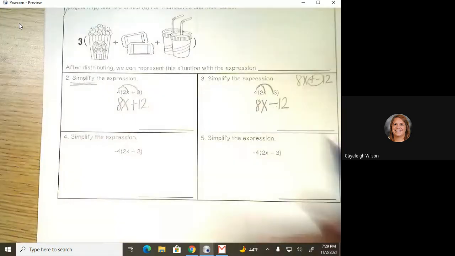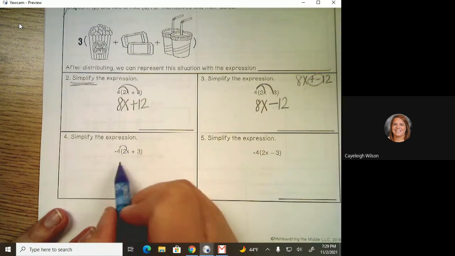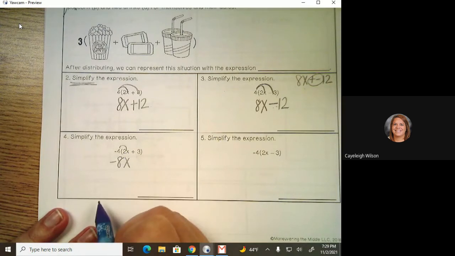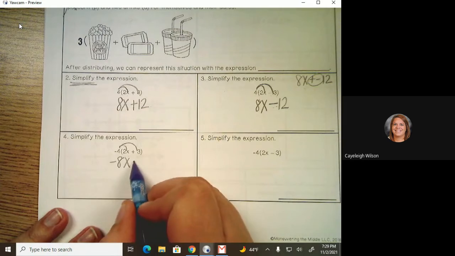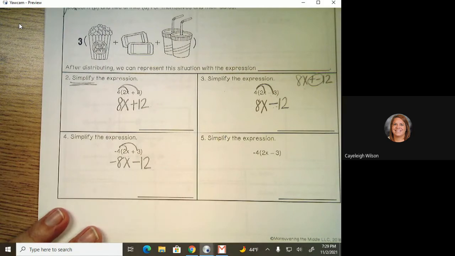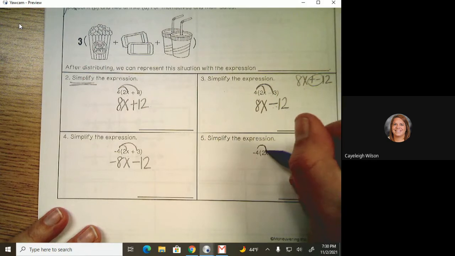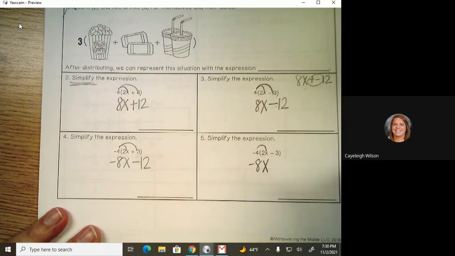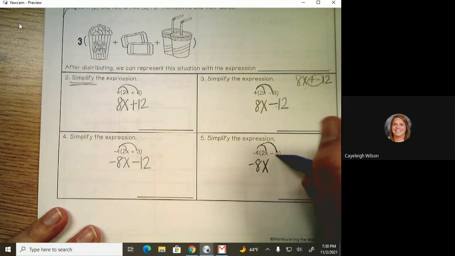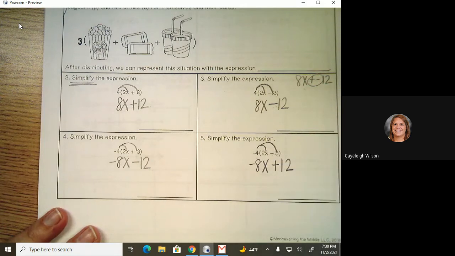All right, number 4 here. Negative 4 times 2x plus 3. So negative 4 times positive 2 is negative 8x. Negative 4 times positive 3 is negative 12. And once again, these are not like terms because this one has an x and this one does not. All right, and then number 5, I'm going to distribute a negative 4 this time. So negative 4 times positive 2x is negative 8x. Negative 4 times negative 3. A negative times a negative is a positive, so 4 times 3 is 12. And these are not like terms because one has an x and one does not.